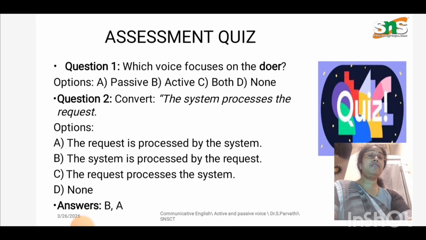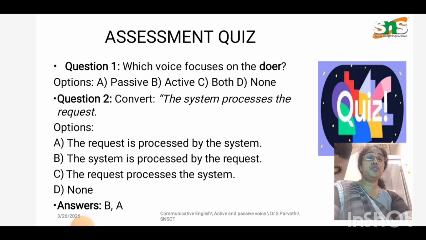Here I have given an assessment quiz, so that I can know how far you understand the topic. Question number 1: which voice focuses on the doer? Active, passive, both, none. Question number 2: convert the system processes the request.